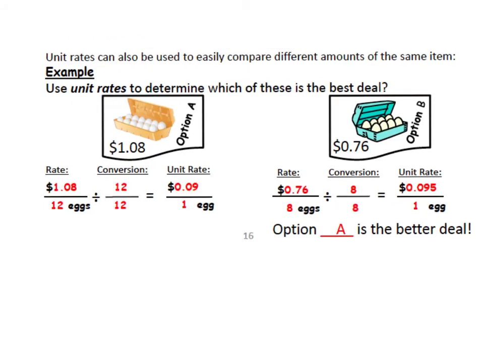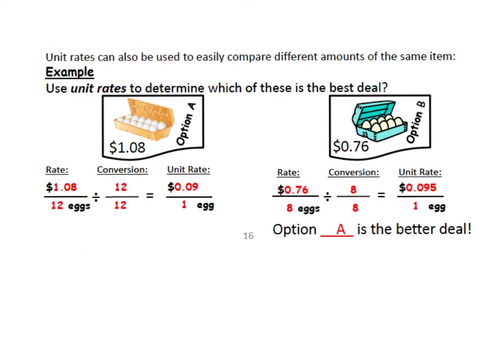Let's look at the first example for option A. We're going to write our rate as $1.08 over 12 eggs. These are both different, so we need to make sure we label $1.08 with the dollar sign and eggs for 12 eggs. Now we are going to divide our denominator by itself. So we are going to divide $1.08 by 12 on the top and 12 eggs by 12 on the bottom. This gives us a unit rate of 9 cents per 1 egg. Remember, the unit rate is always per 1 item.